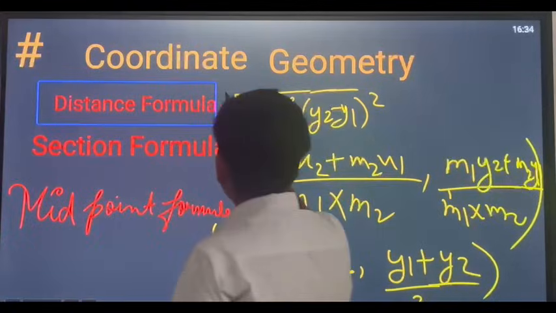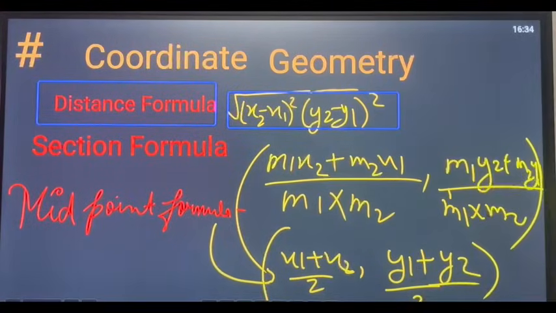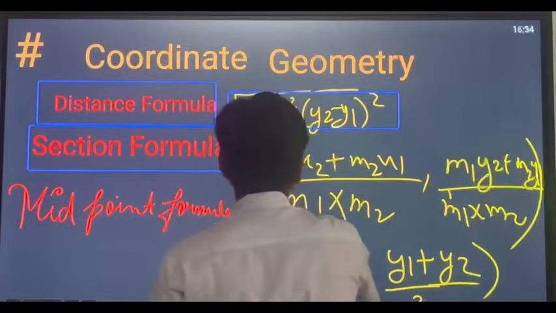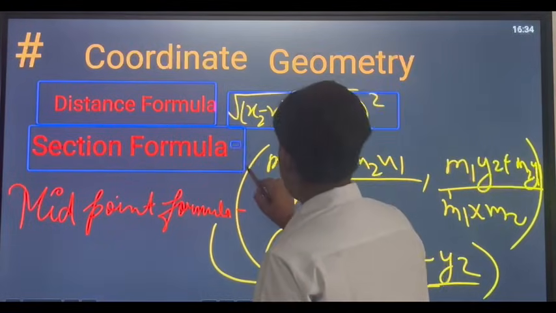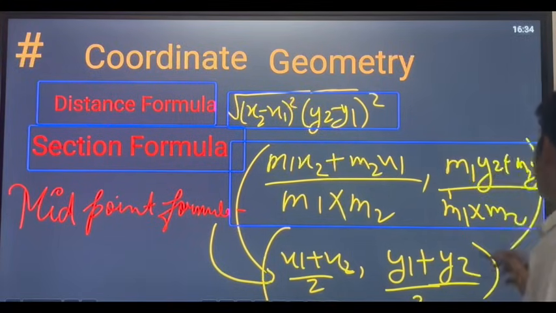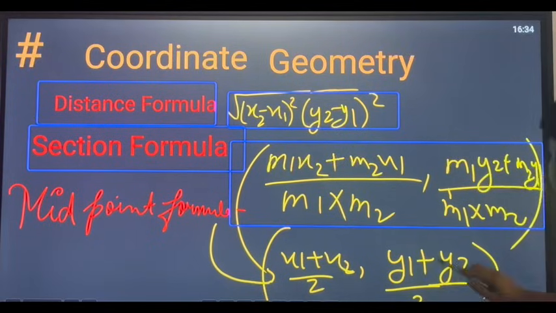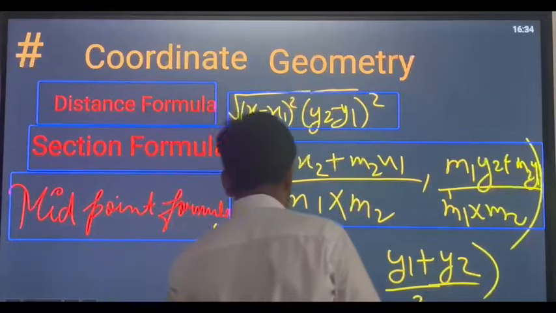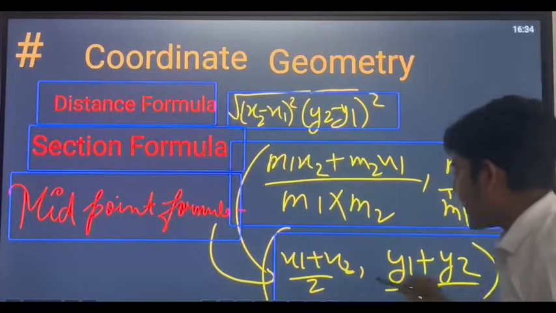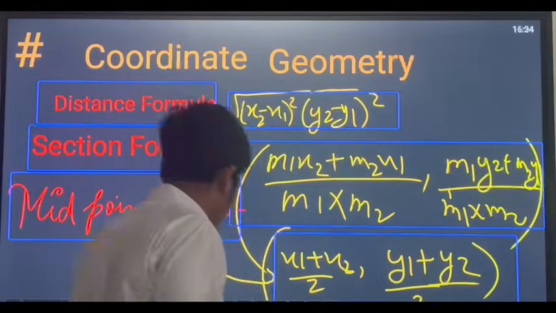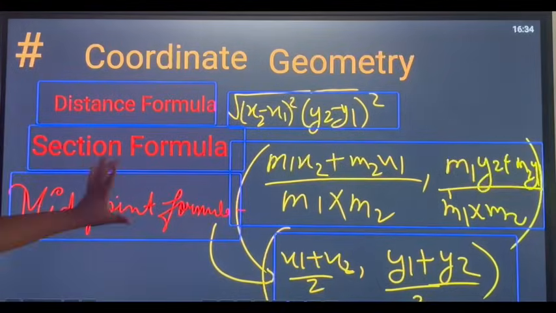So let's recap. Distance formula: root of (x2 minus x1) का whole square plus (y2 minus y1) का whole square. Section formula is m1 x2 plus m2 x1 upon m1 plus m2, and m1 y2 plus m2 y1 upon m1 plus m2. And the last formula is midpoint formula: x1 plus x2 upon 2 and y1 plus y2 upon 2. These are the three formulas in coordinate geometry. Thank you.